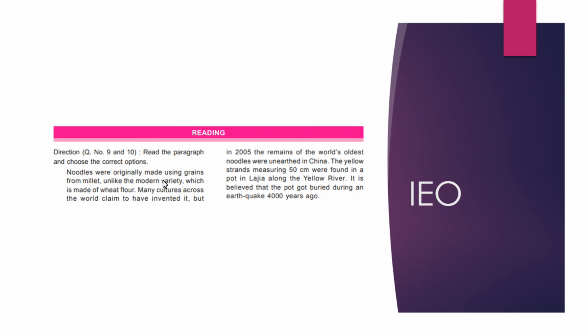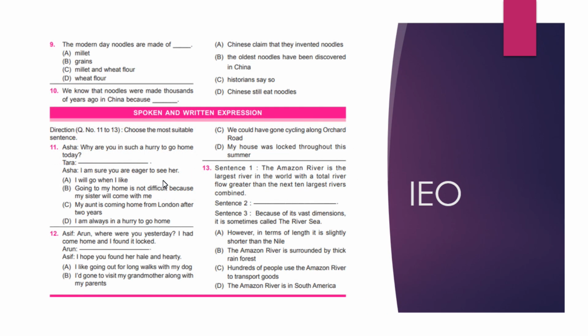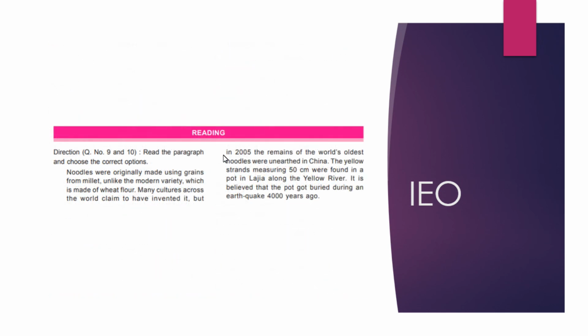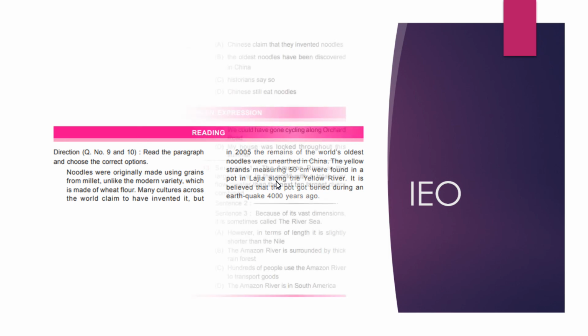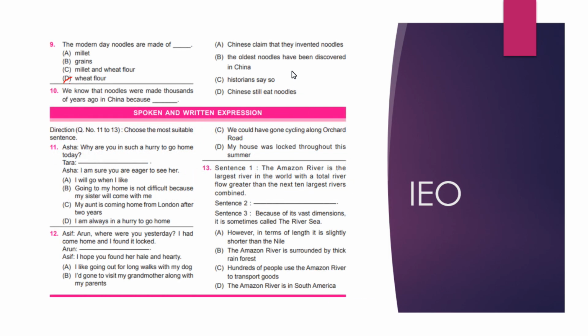Noodles were made using, this is a passage, we have to answer the questions based on the modern days. Noodles are made of wheat flour. Before it was made by millets and grains. We know that noodles were made thousands of years ago in China because, so go back to this thing. The yellow strands, they were found in a pot in Lydia along the Yellow River. The oldest noodles have been discovered in China is the answer. Relevant answer.